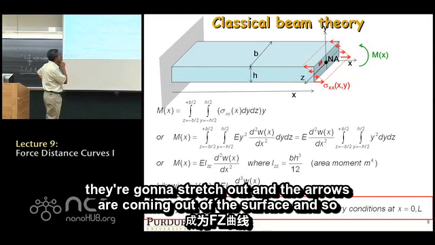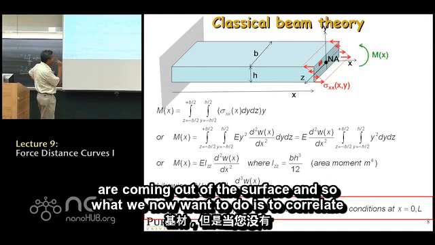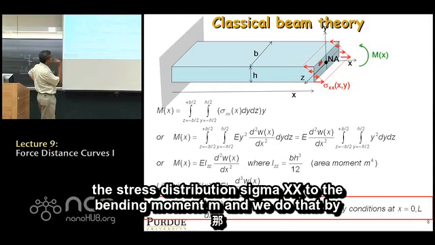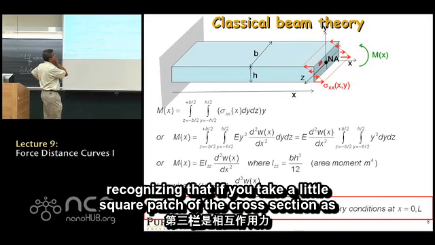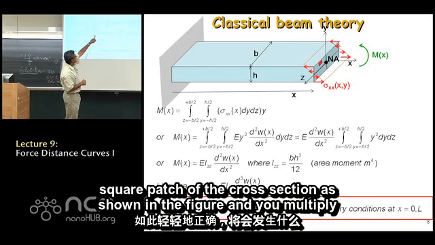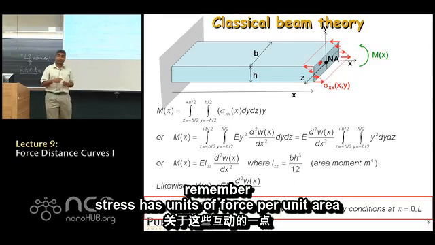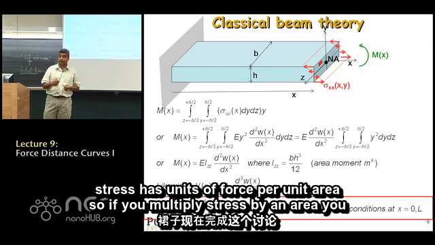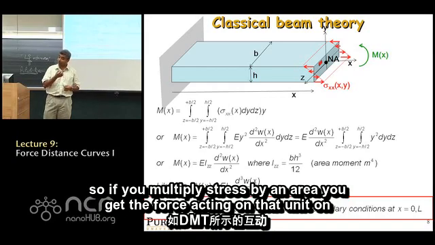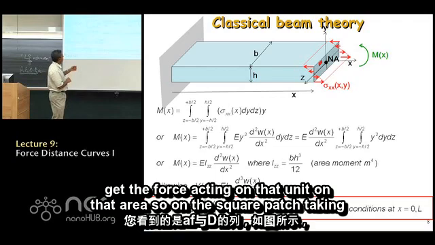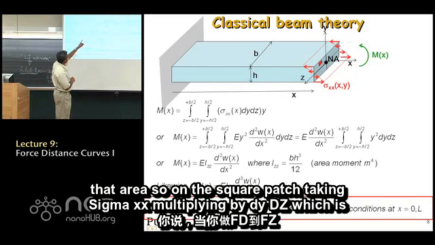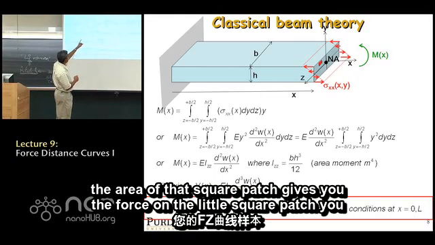And so what we now want to do is to correlate the stress distribution sigma xx to the bending moment m, and we do that by recognizing that if you take a little square patch of the cross-section as shown in the figure, and you multiply sigma xx by the area of that patch. Remember, stress has units of force per unit area. So if you multiply stress by an area, you get the force acting on that area. So on the square patch, taking sigma xx multiplying by dy dz, which is the area of that square patch, gives you the force on the little square patch.